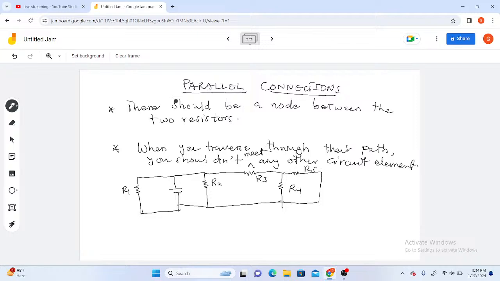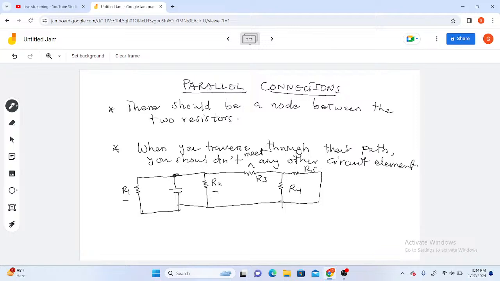So to begin, always ask yourself the first condition. What are the two resistors you are considering? Now let's consider R1 and R2. For R1 and R2, you realize that there is a node in their path. Hence, the first condition is satisfied. Then the second condition, which said when you traverse through their paths, you shouldn't meet any other circuit element. How do we apply that? So kindly watch as I do the illustration.